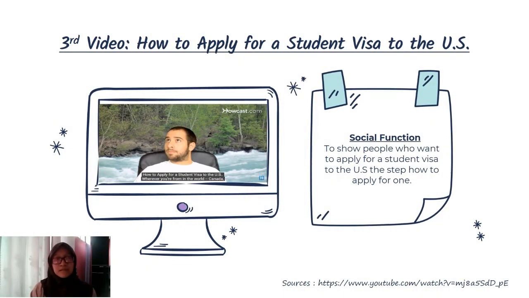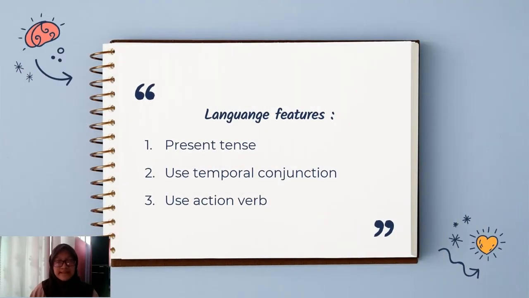And next, on to the next video, how to apply for a student visa to the US. The social function is to show people who want to apply for a student visa to the US the steps on how to apply for one. The language features are present tense, using temporal conjunction, and using action verbs.